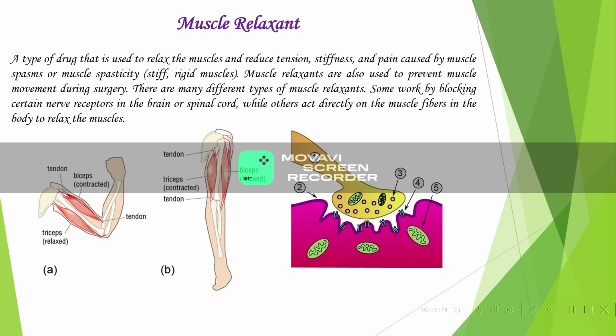Mainly, muscle relaxants are used to relax the muscle, right? So they are mainly used for any kind of stiffness of the muscle fiber, or they may be used for surgery purposes. Some drugs act on the neuromuscular junction by blocking neurotransmitters, as well as blocking the various ion influx and efflux in the muscle, for easy movement of the muscle.